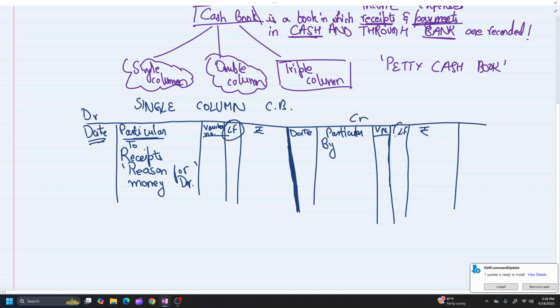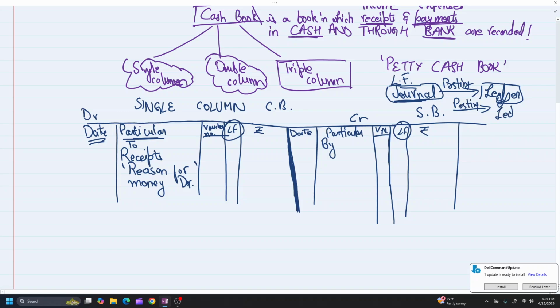LF, ledger folio. Remember you used to write it in the journal as well. Why? Because from the journal there is something known as posting. Posting is the process of recording transactions from journal to ledger. That's why we used to have something known as ledger folio. Ledger folio basically means that this particular transaction from the journal is written on which page in the journal. Similarly, now from the subsidiary book there will be posting done to the ledger, right?